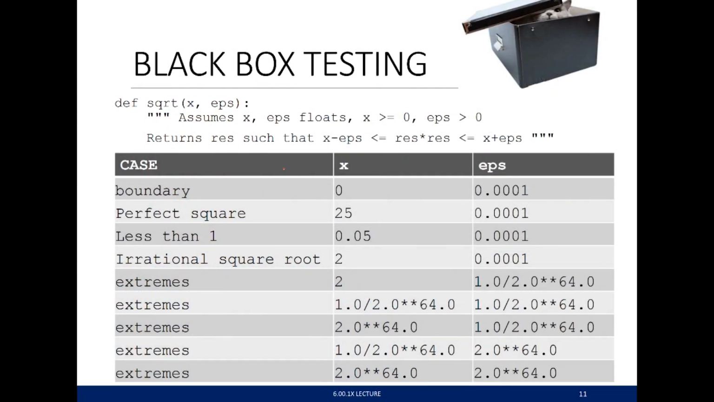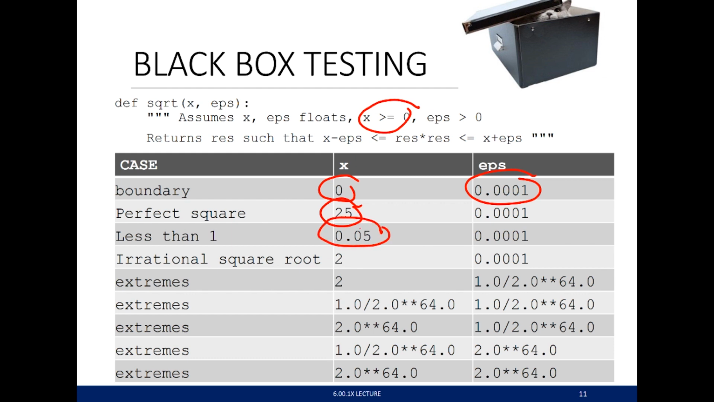So for example, with square root, here are some examples of cases I'd like to deal with. First of all, I certainly want to look at x equals 0 because that's one of the boundary conditions here. So I'll do that with x equals 0 and a small epsilon. I might also want to look at a perfect square, because as I know numbers that are perfect squares, my code might do something different on them than it will do on other kinds of things.